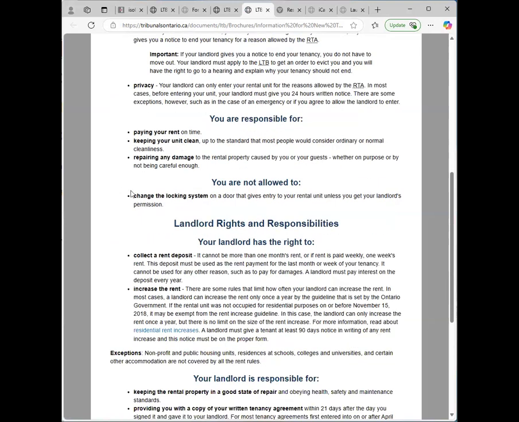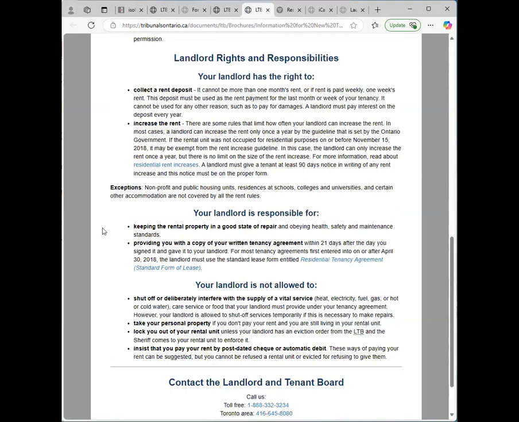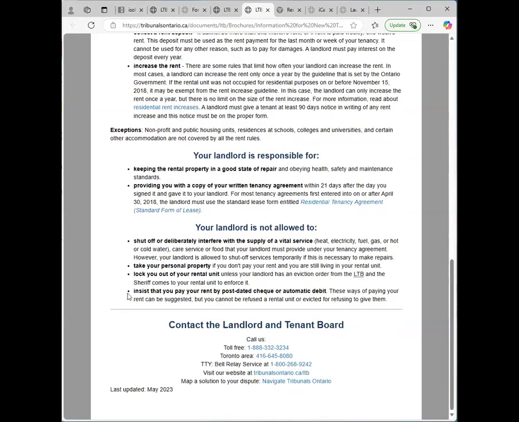You're not allowed to change the locks, but the landlord has a right to collect a rent deposit and a right to increase the rent. The landlord is responsible to keep the property in a state of good repair and provide you a copy of your tenancy agreement. Your landlord is not allowed to shut off your utilities, take your personal property, or lock you out. And in Ontario, this is interesting, the landlord cannot insist that you pay by post-dated check or automatic deposit. A tenant cannot be evicted for refusing that.